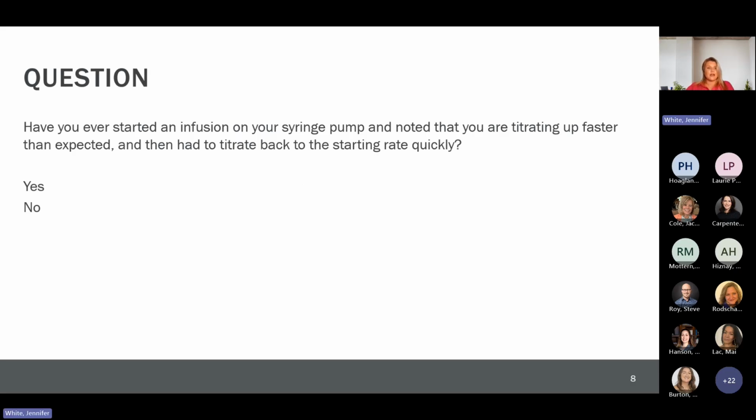Here's a question for everyone. Have you ever started an infusion on your syringe pump and noted that you're titrating up faster than expected, and then had to titrate back to your starting rate quickly?